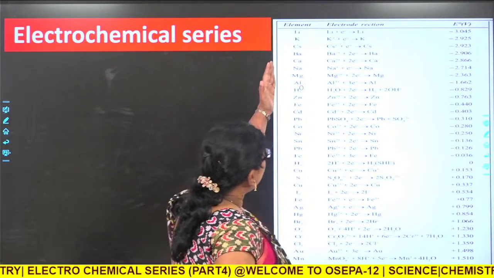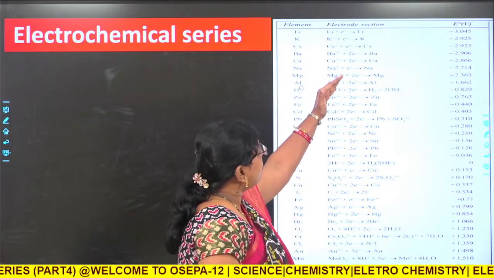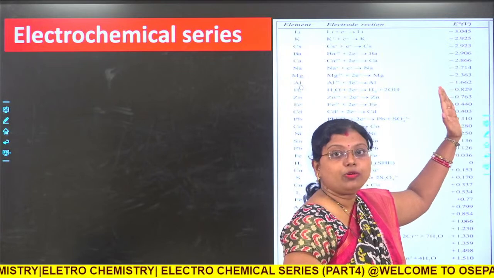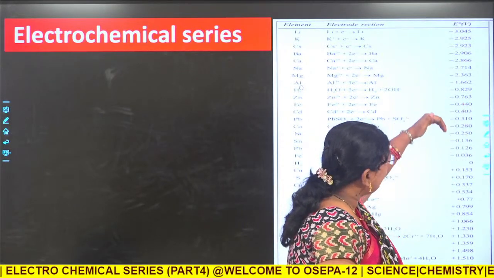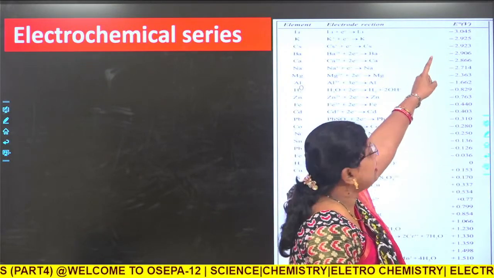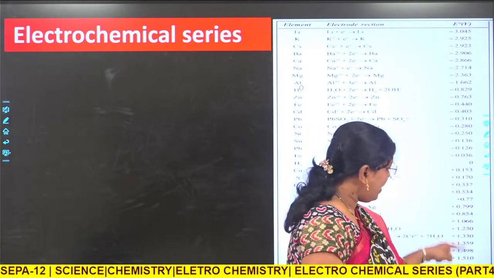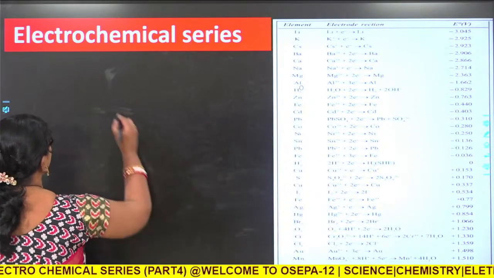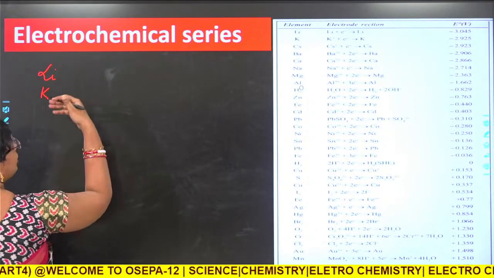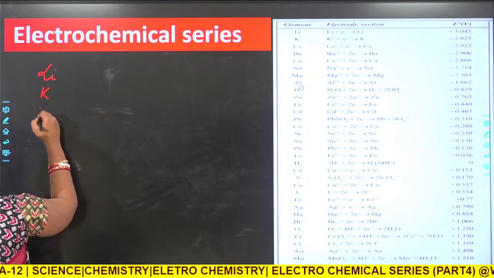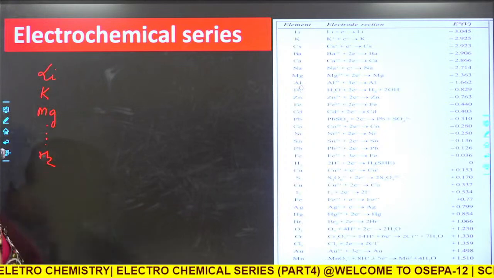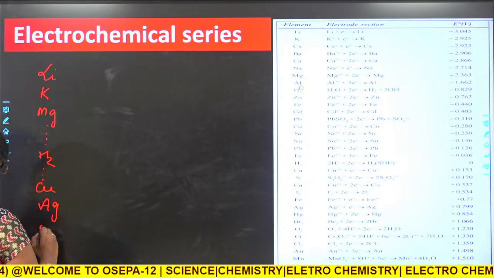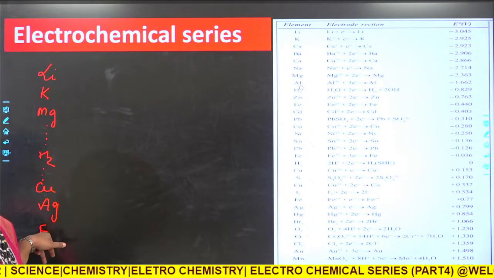In this series, the elements are on the left hand side, then the electrode reactions are written, then their standard electrode potential. You know, standard electrode potential means their standard reduction potential. These values are written in increasing order. So the minimum value lies at the top and the maximum value lies at the bottom of this series. So here the elements are arranged like lithium, potassium, calcium, barium, sodium, magnesium, like this. Then hydrogen is placed in the middle, then copper, silver, gold. Finally, fluorine is placed at the bottom of this series.